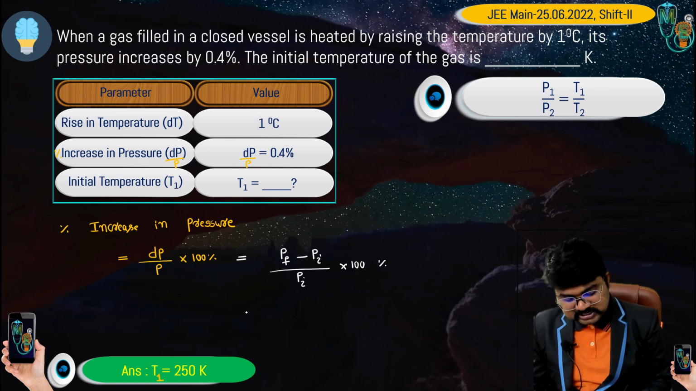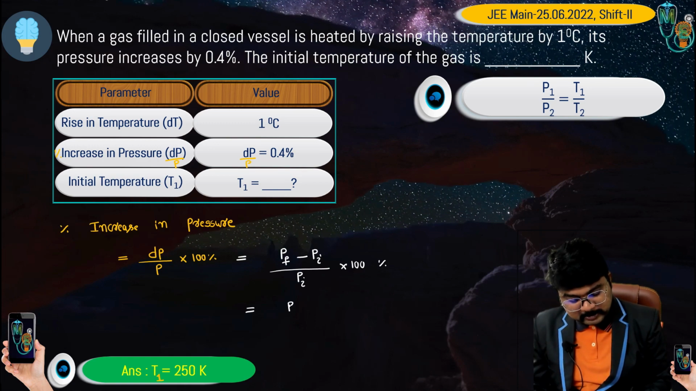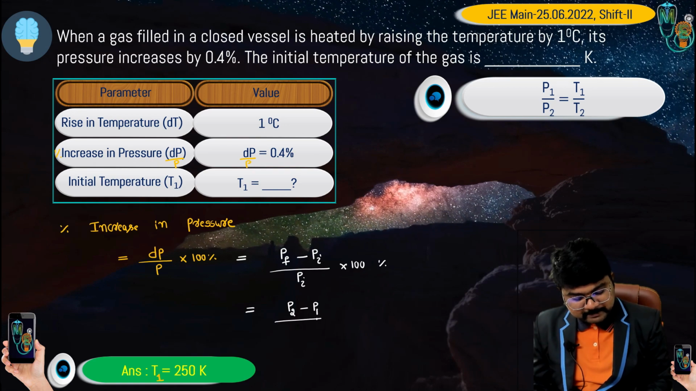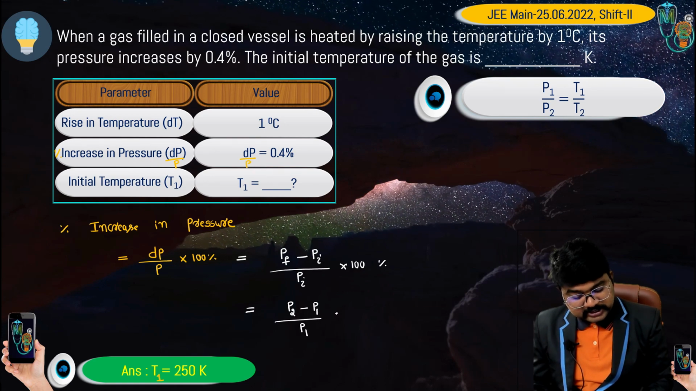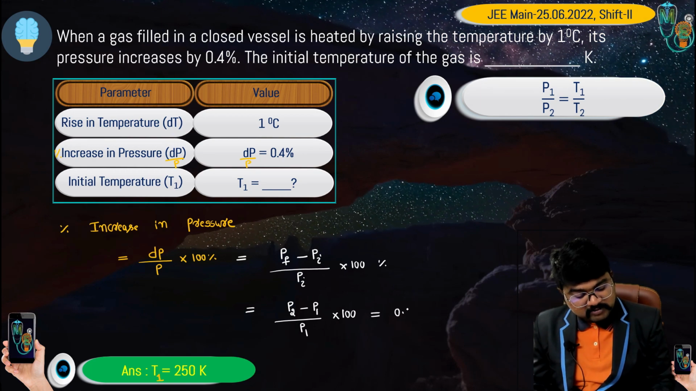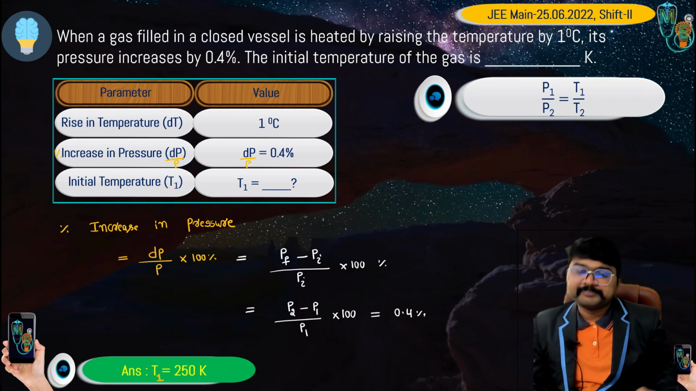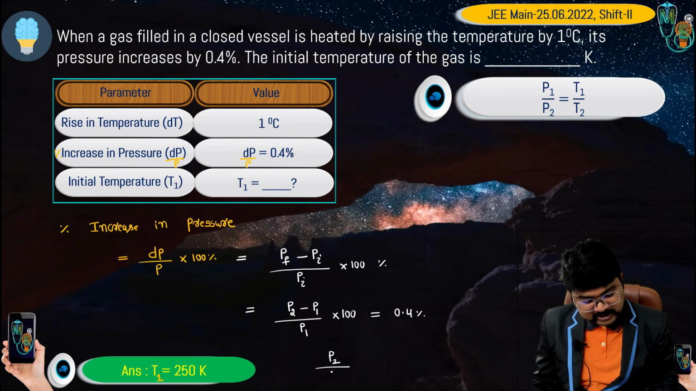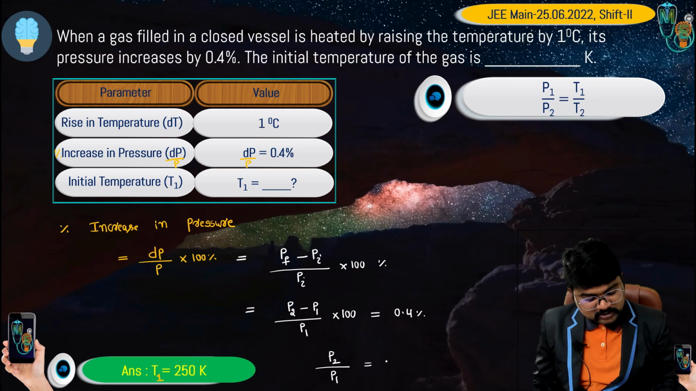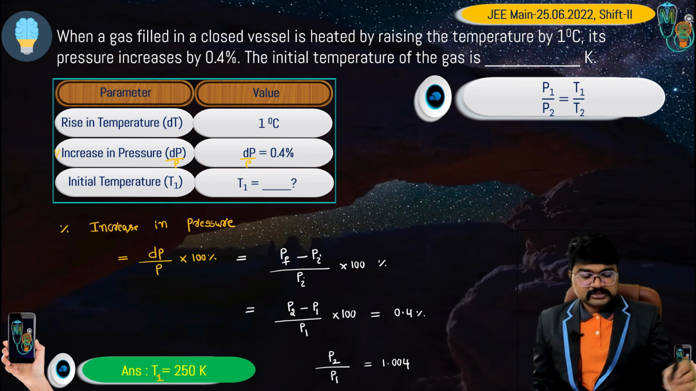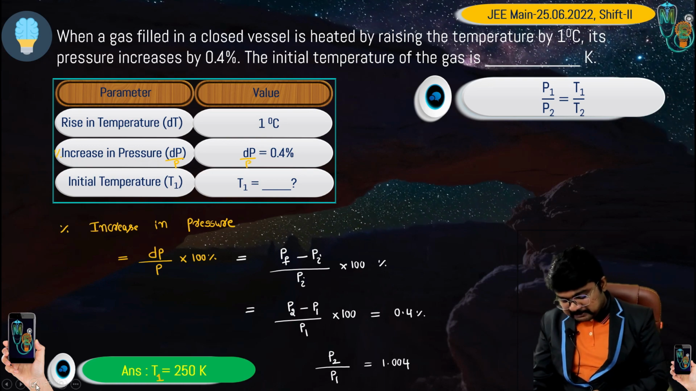Understood? So that is why you have written (P2 minus P1) by P1 into 100, then only you will be getting 0.4%. From here you got P2 by P1 equal to 1.004. So now, change in temperature.